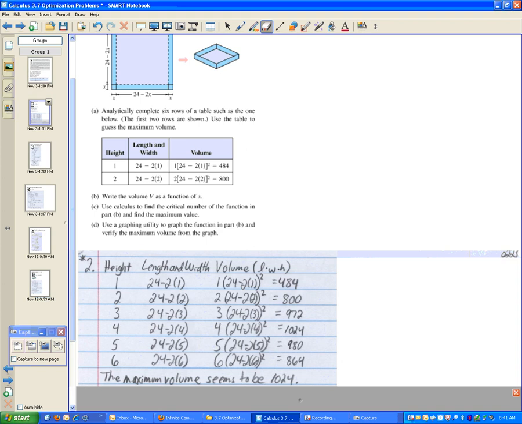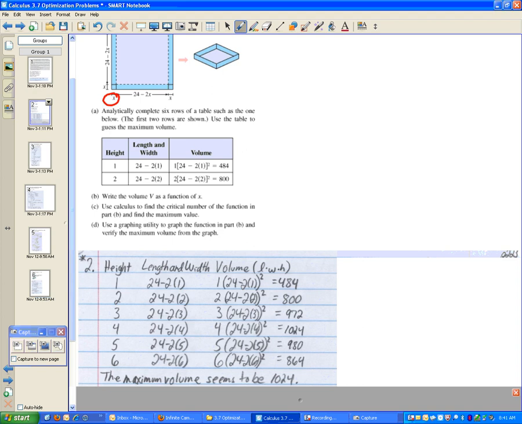Everybody with me? Part B. Write the volume V as a function of x. So now we're going to try to get our primary equation. Our unknown is how much we cut out. We can think of that unknown as the height, because once you fold it up, that is the height, or just think of it like the book does here as x. So x is the amount you cut out.